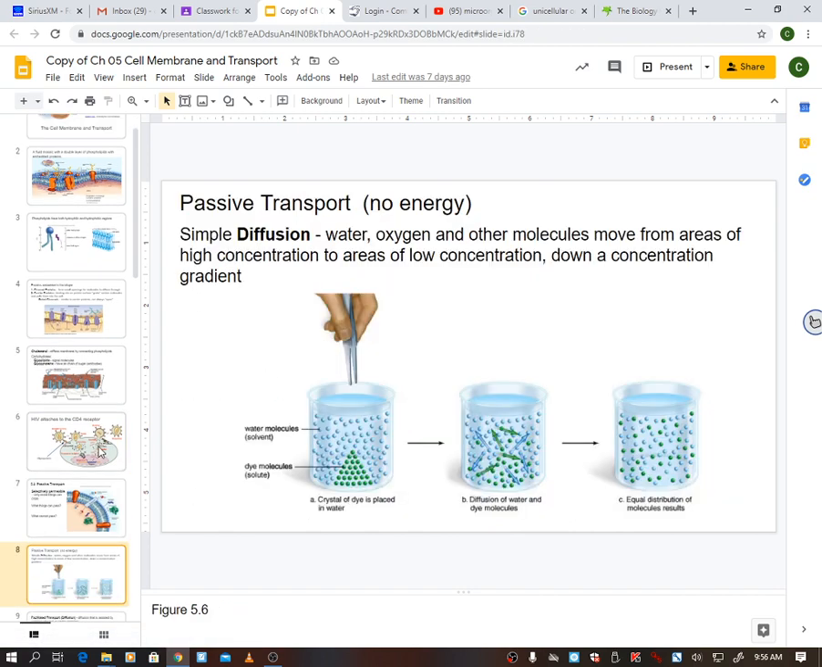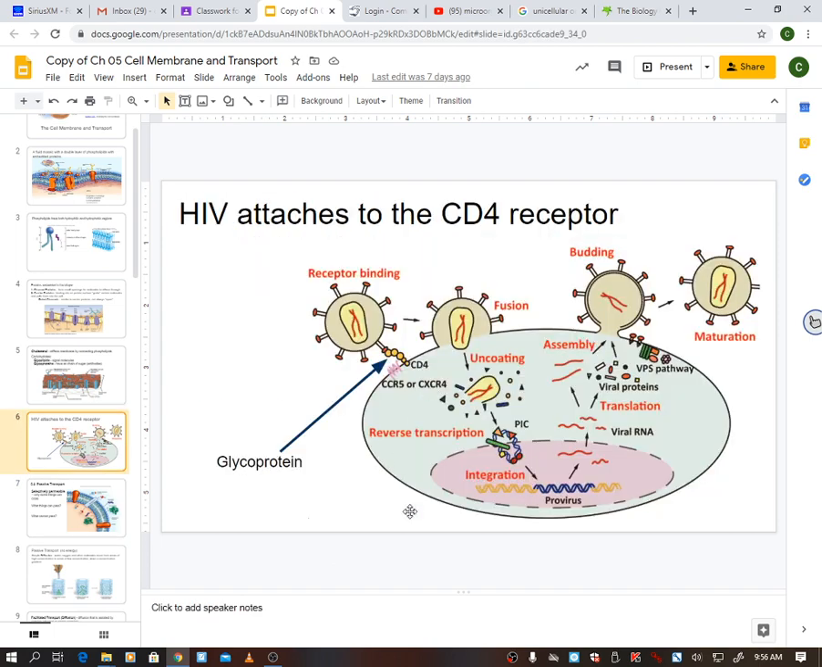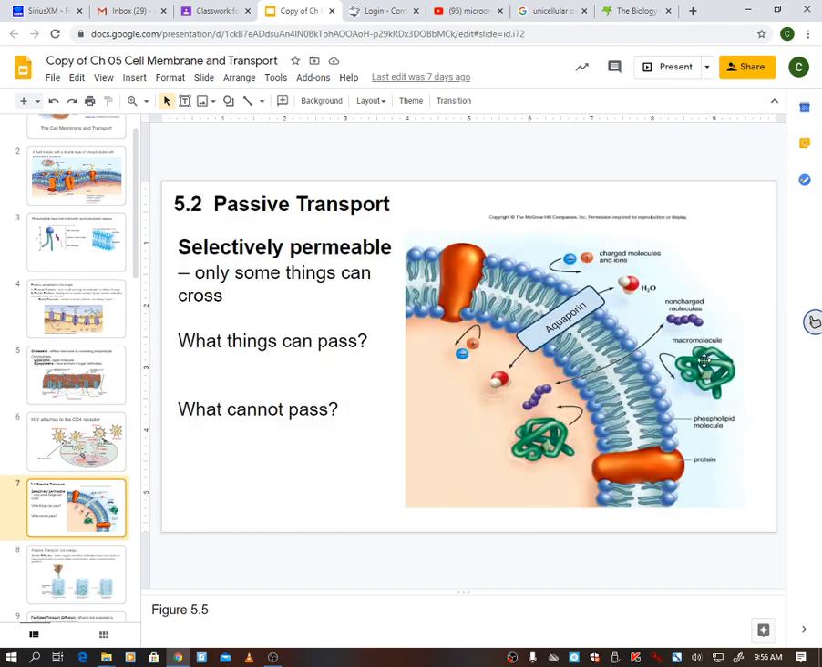All right, and then we have something called passive transport, and that means that our membrane is selectively permeable. It allows certain things to come in and out.